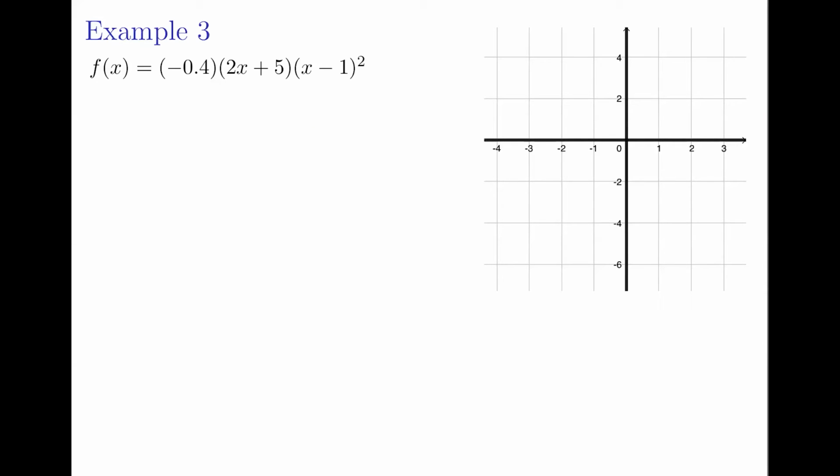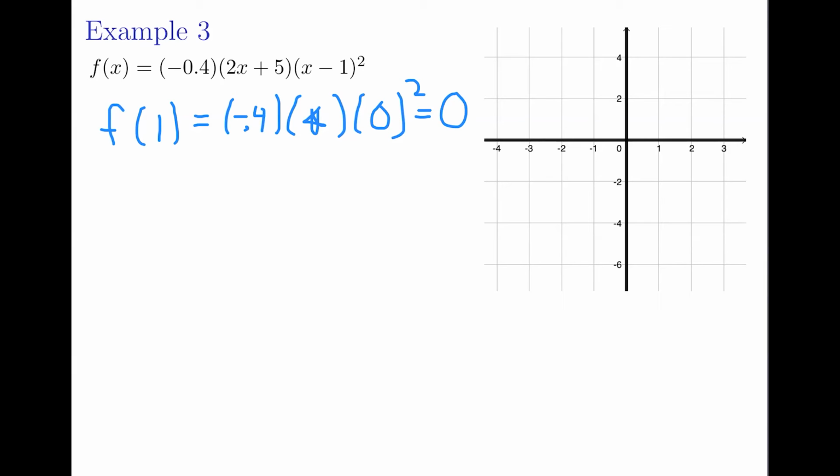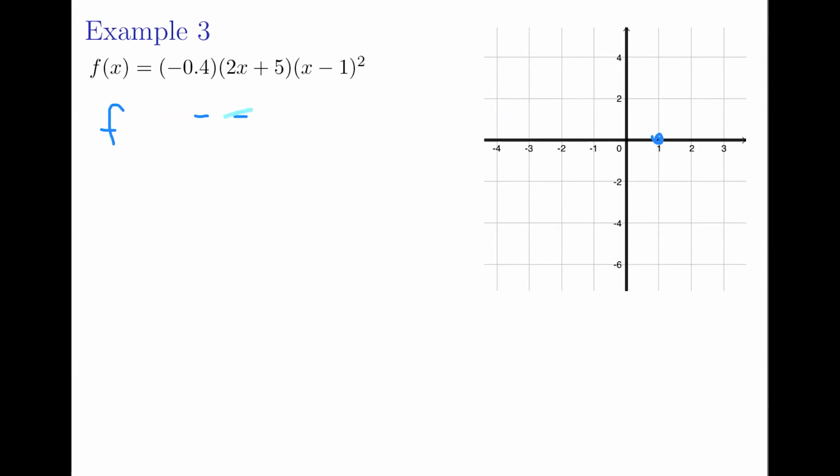I hope at this point you're feeling fairly intuitive about the idea that this factorization tells us about the x-intercepts. So you might be unsurprised to know that f of 1 is equal to, technically it's minus 0.4 times something times 0 squared, but that's equal to 0. So there's an x-intercept at x equals 1, and there's another x-intercept. That one might not be quite as obvious. It's the one that comes from this factor. And the idea is if we could make 2x plus 5 equal to 0, we would have another x-intercept. And so minus 5/2 is the other x-intercept.